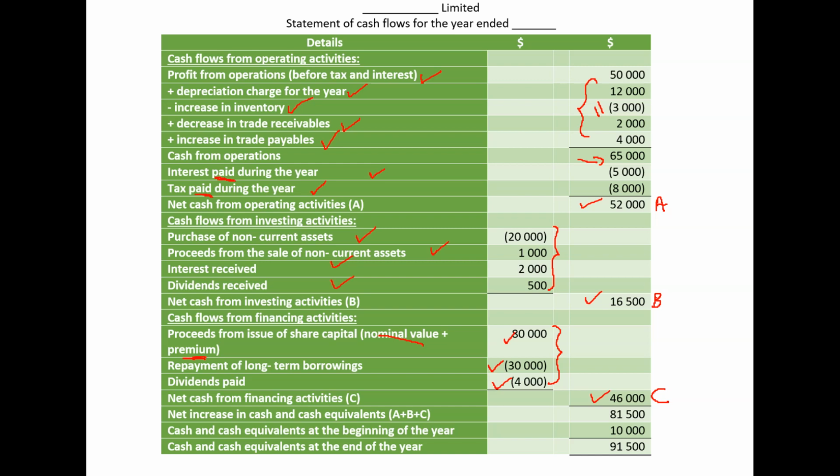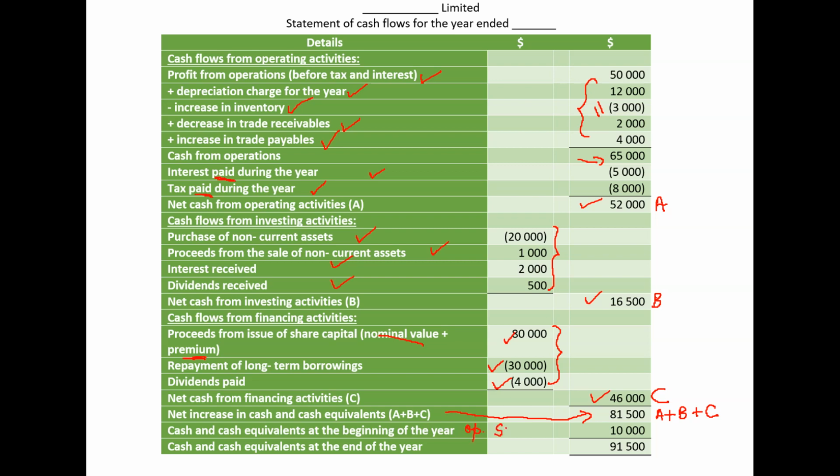Now we have seen that there is a cash inflow of 52,000 from operating activities, a cash inflow of 16,500 from investing activities, and a cash flow of $46,000 from financing activities. We will add these three together, A plus B plus C, and that will give us our net increase or decrease in cash and cash equivalents during the year. So in this year, there has been a net increase in cash and cash equivalents of $81,500.